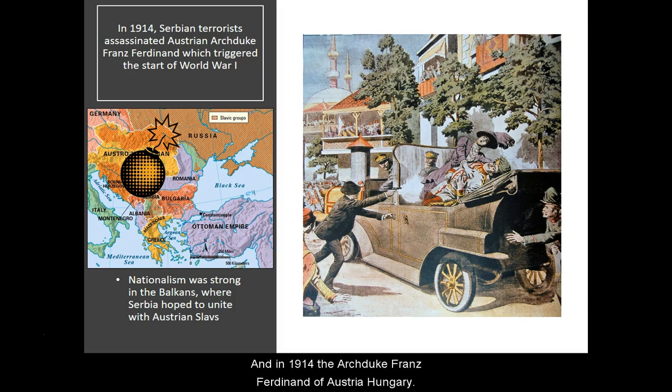And in 1914, the Archduke Franz Ferdinand of Austria-Hungary, who is the heir to the Austro-Hungarian throne, so he's part of their royal family, goes with his wife and they go to a place called Sarajevo, which is in modern-day Bosnia. And they're on their way to go to a meeting.